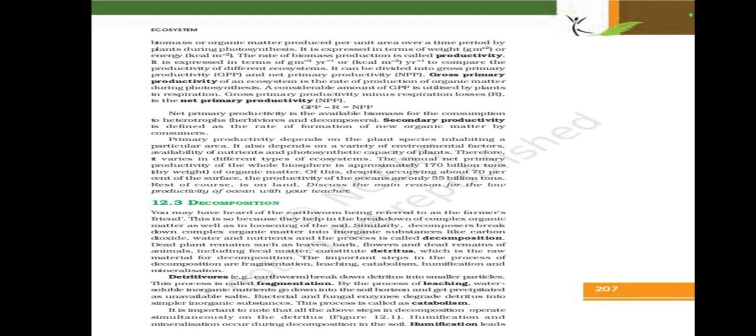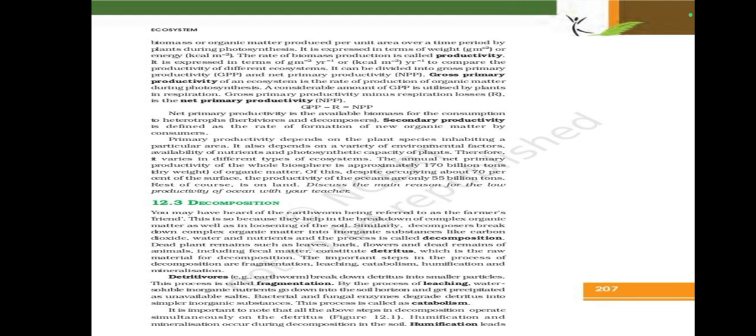To compare the productivity of different ecosystems, it can be divided into gross primary productivity (GPP) and net primary productivity (NPP). Gross primary productivity of an ecosystem is the rate of production of organic matter during photosynthesis. A considerable amount of GPP is utilized by plants in respiration. Gross primary productivity minus respiration losses is the net primary productivity, NPP.